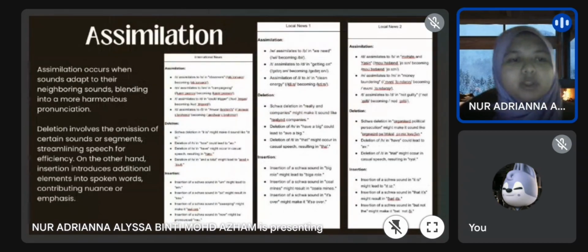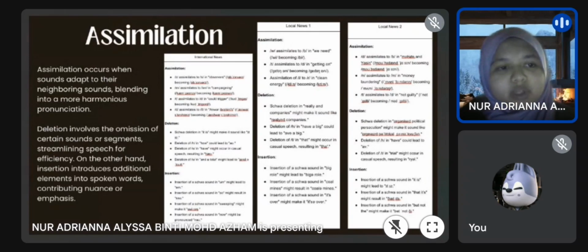So now we are going to the assimilation. Assimilation occurs when sounds adapt to their neighboring sounds, blending into a more harmonious pronunciation. Deletion involves the omission of certain sounds or segments, streamlining speech for efficiency. On the other hand, insertion introduces additional elements into spoken words, contributing nuance or emphasis. So here are some examples that my group has collected from these 3 news videos when it comes to assimilation, deletion, and also insertion.